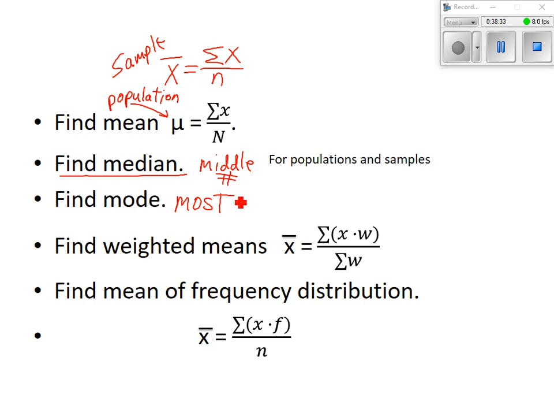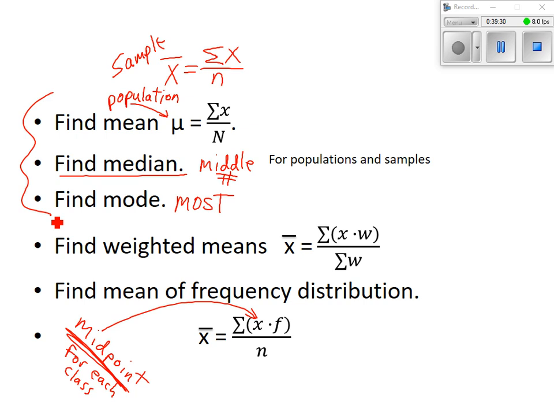And the mean of a frequency distribution, this X right here, if you're doing a frequency distribution chart, if they're not all separate numbers, then what you'd have to do is use the midpoint for each class. We didn't do a whole lot with that, but it is something that you do need to know as we go throughout the year. These three, very important. This one, sort of important. This one, probably not a whole lot dealing with it.